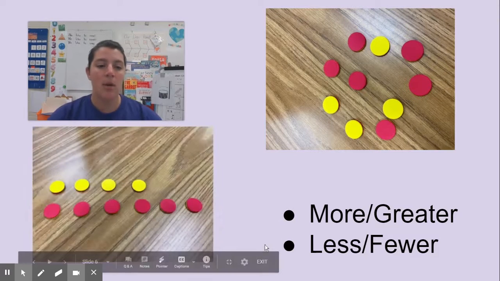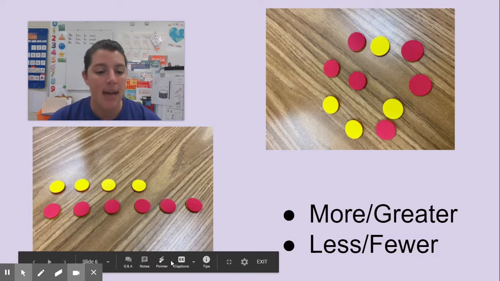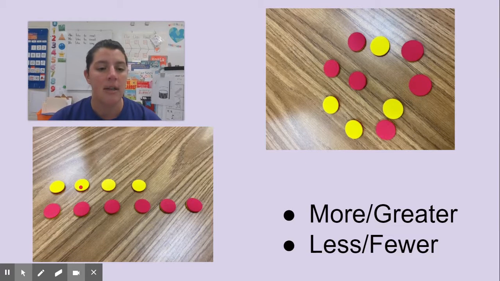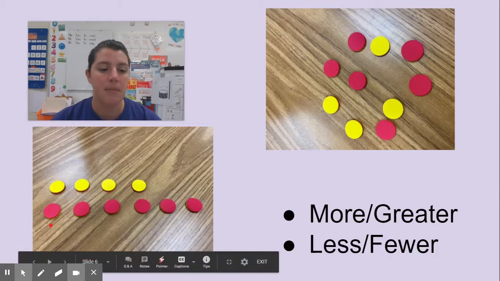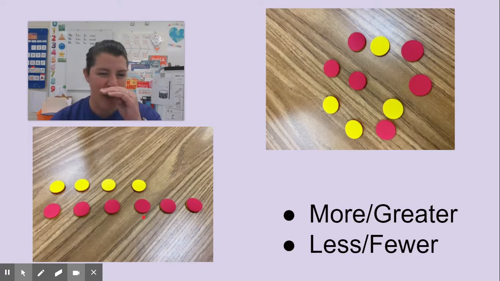So let's look at our picture this way. Let's count together how many yellow counters there are. Take your finger and point as I move the red pointer. 1, 2, 3, 4. How many yellow counters are there? There are 4. Now let's count the red. 1, 2, 3, 4. Oh, wait, that's the number we said with the yellow counters.